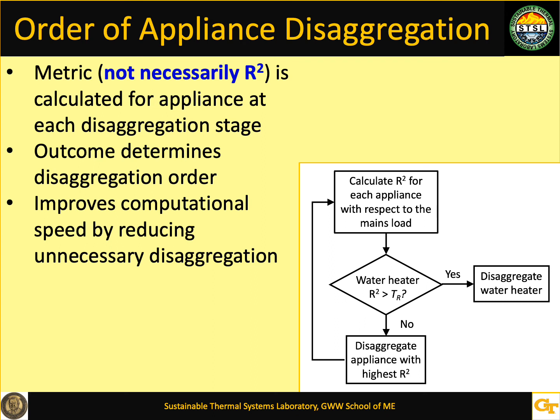In addition, because we're interested in a specific appliance, in this case the water heater, we may check the chosen metric for the appliance initially to determine whether or not it may be disaggregated first. If it can't be disaggregated first, we can check this metric again against the new main signal in each subsequent pass of the algorithm until it's capable of being disaggregated. This would reduce unnecessary appliance disaggregation and in turn improve computational speed.